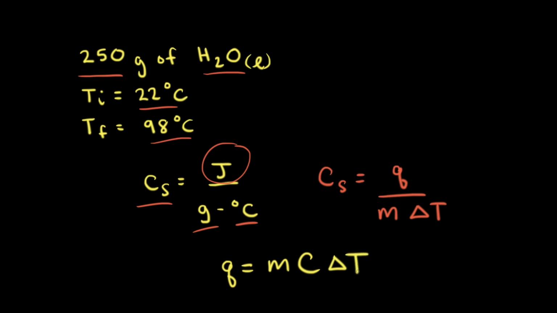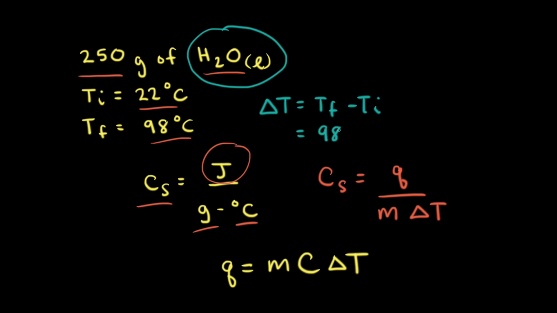And we can use this equation to calculate the heat transferred for different substances with different specific heats. However, right now, we're only interested in our liquid water and how much heat it takes to increase the temperature of our water from 22 degrees Celsius to a final temperature of 98 degrees Celsius. To find the change in temperature, that's equal to the final temperature minus the initial temperature, which would be 98 degrees Celsius minus 22, which is equal to 76 degrees Celsius.